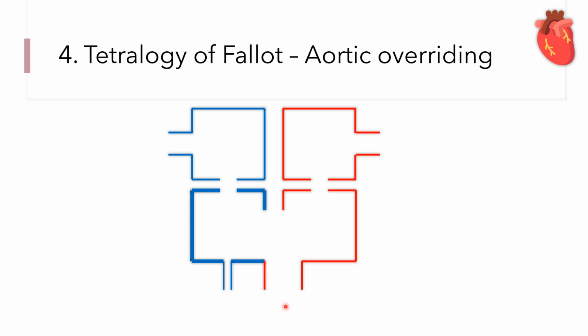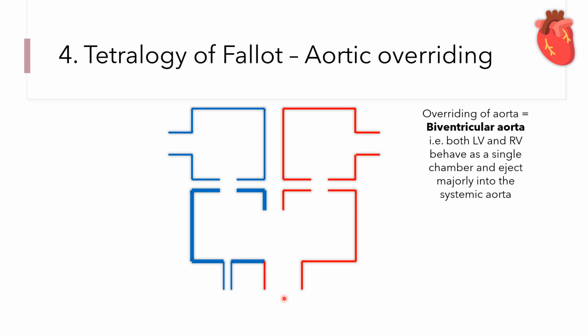If you look at the schematic diagram here, biventricular aorta means both the left ventricle and the right ventricle pump into the same aorta. This is called biventricular aorta or the overriding of aorta. So what does the overriding of aorta mean? That is, both LV and RV behave as a single chamber and eject majorly into the systemic aorta.